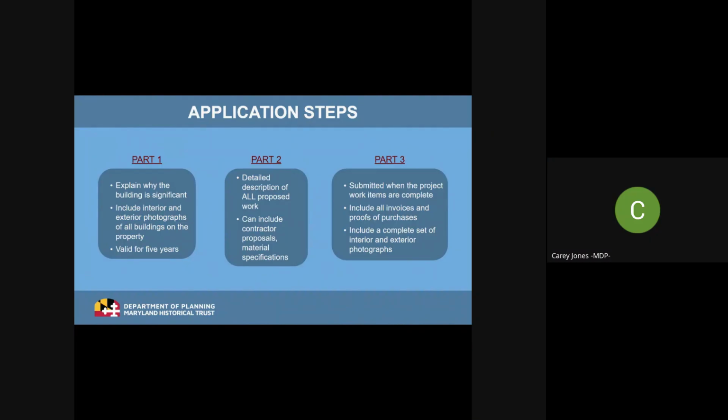If work is started prior to approval, it is not eligible for the credit and may jeopardize the property owner's ability to utilize the tax credit program or claim the credit. As such, we recommend that you submit these applications as soon as you can. Once the application is complete or 24 months have passed since the project started, the Part 3 application form, invoices, proofs of payment, and another current set of photographs is submitted to MHT. Next slide, please.